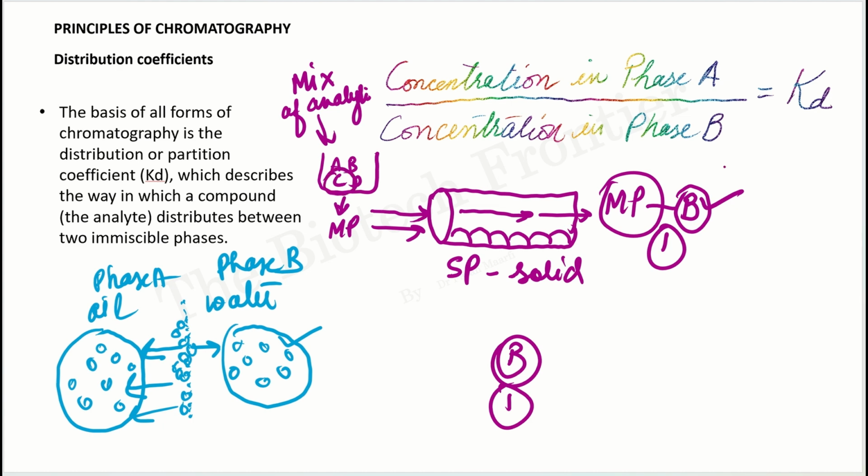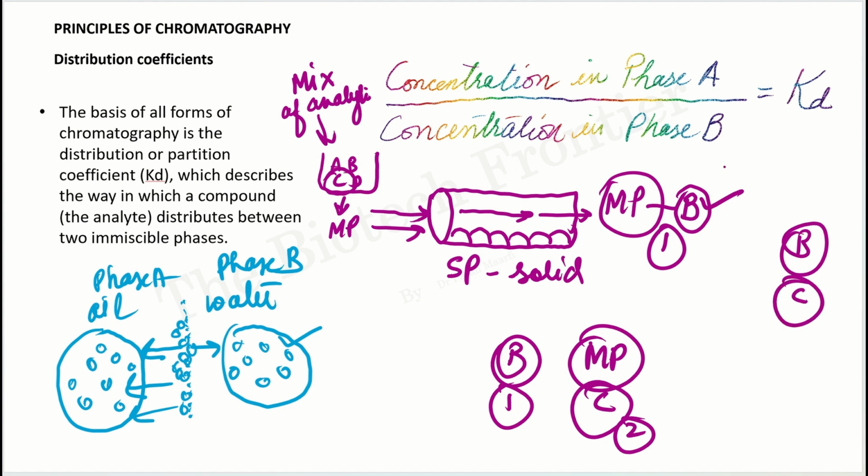Suppose after that analyte C has affinity for the mobile phase. In the second round, the mobile phase carries the analyte C along with it. So the second analyte that will come out of the column is C. So first one is B, then C. And analyte A does not have affinity for the mobile phase, but it has an affinity for the stationary phase. At this time, analyte A will stick with the stationary phase here in the column.